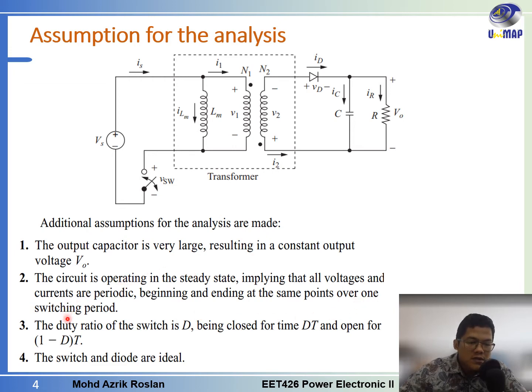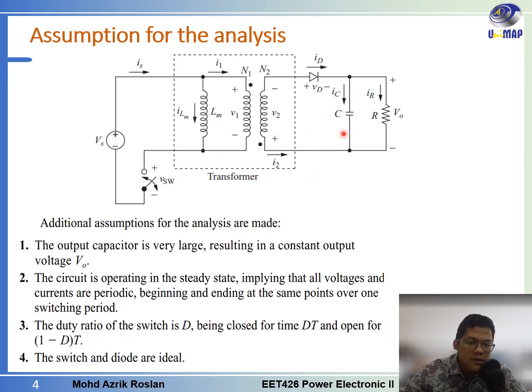The third one is the duty ratio of the switch. We denote it D, and the switch is closed for the time DT and open for the time (1 minus D)T. So in this analysis, the switch will close for DT and for the rest of the time, 1 minus D, it will be open.